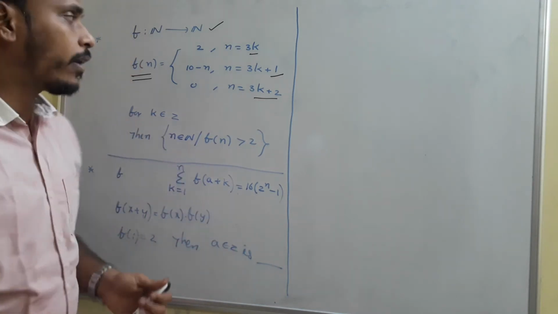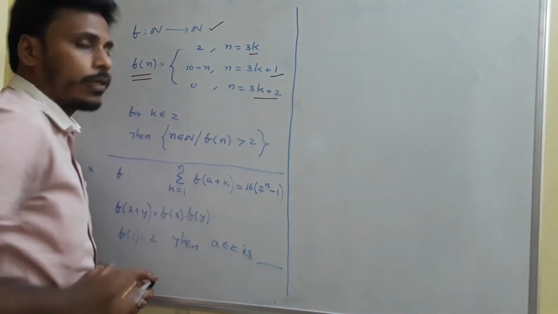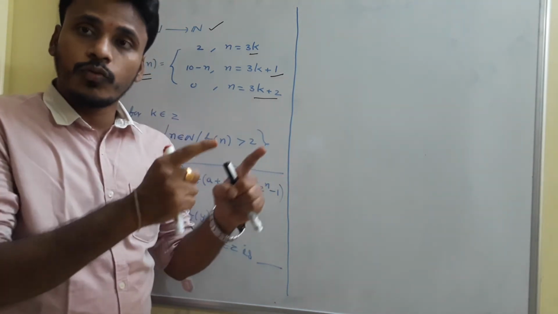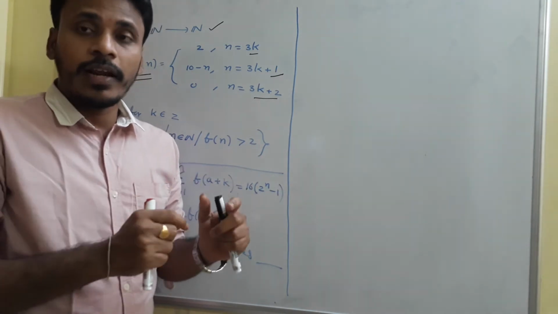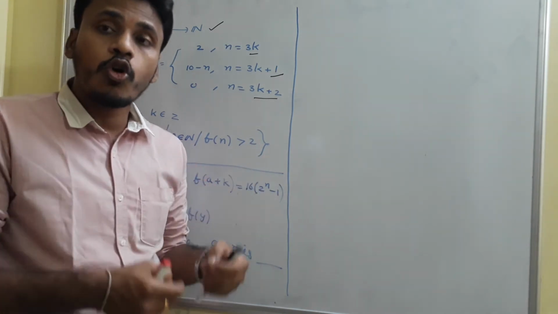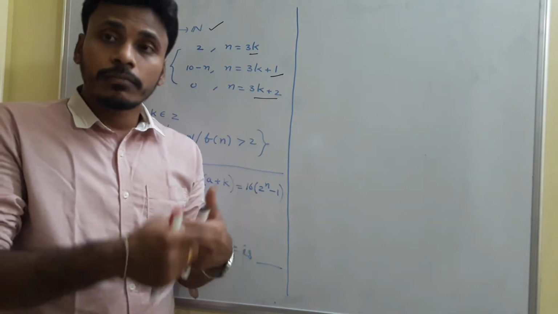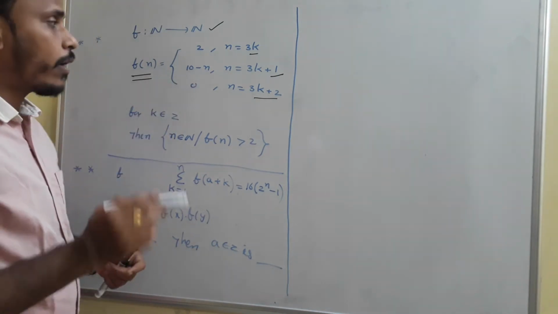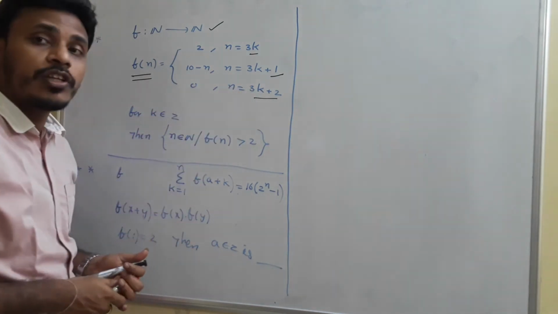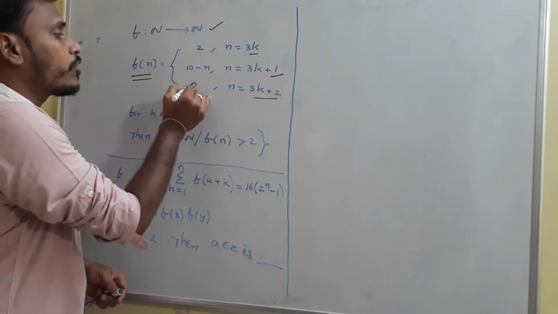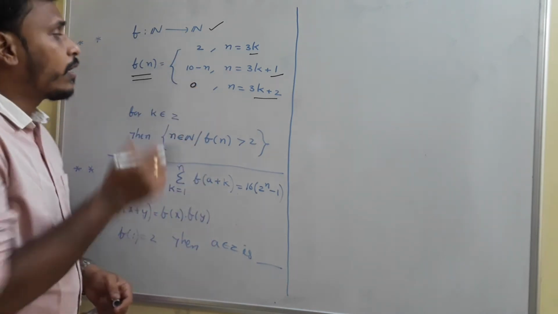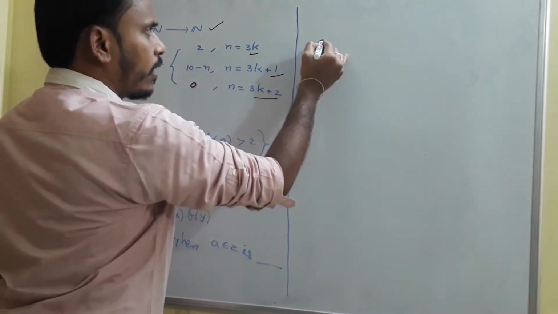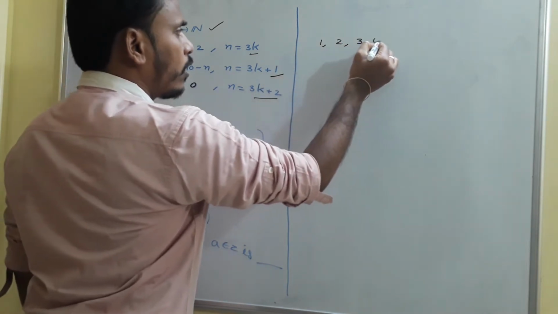And if your input is 3k plus 1, a multiple of 3 plus 1, 3 is a multiple, plus 1 is 4, 6 plus 1 is 7, so if your inputs are 4, 7, 10, which are multiples of 3 plus 1, then the output is 10 minus n. Whereas if your input is 3k plus 2, then your output is 0.